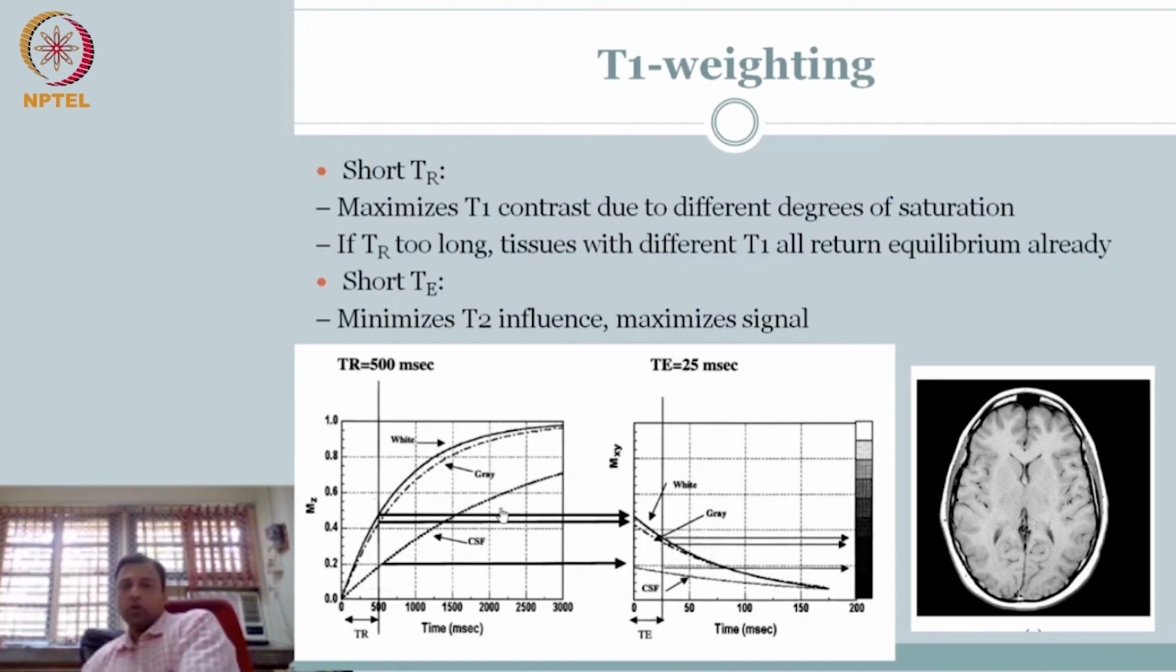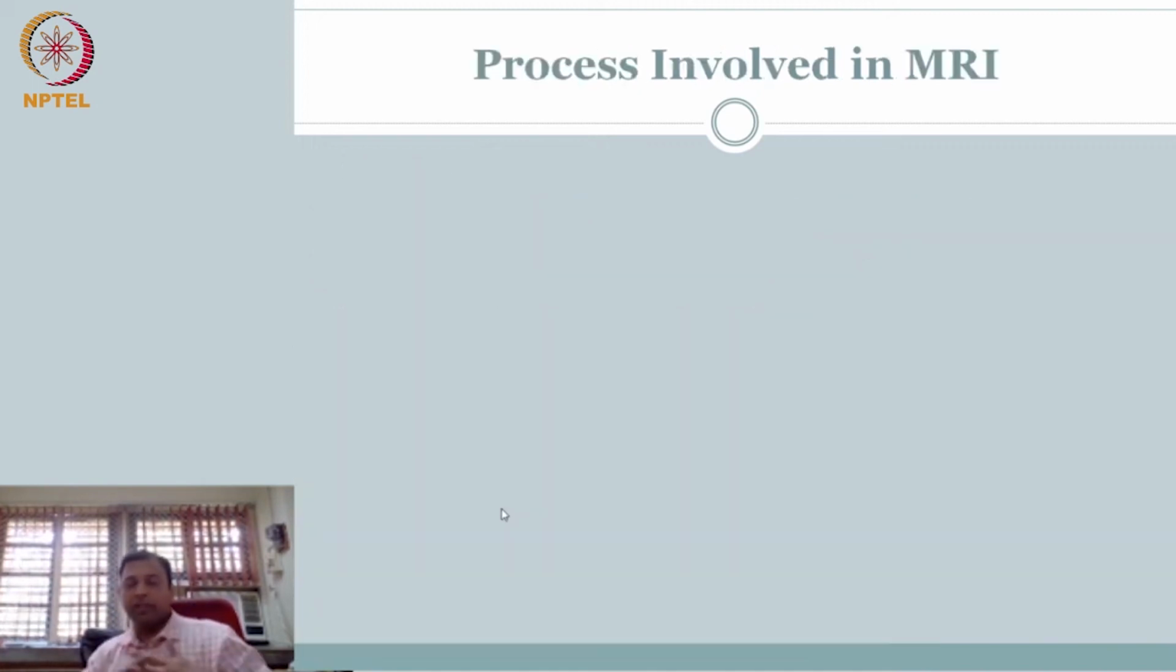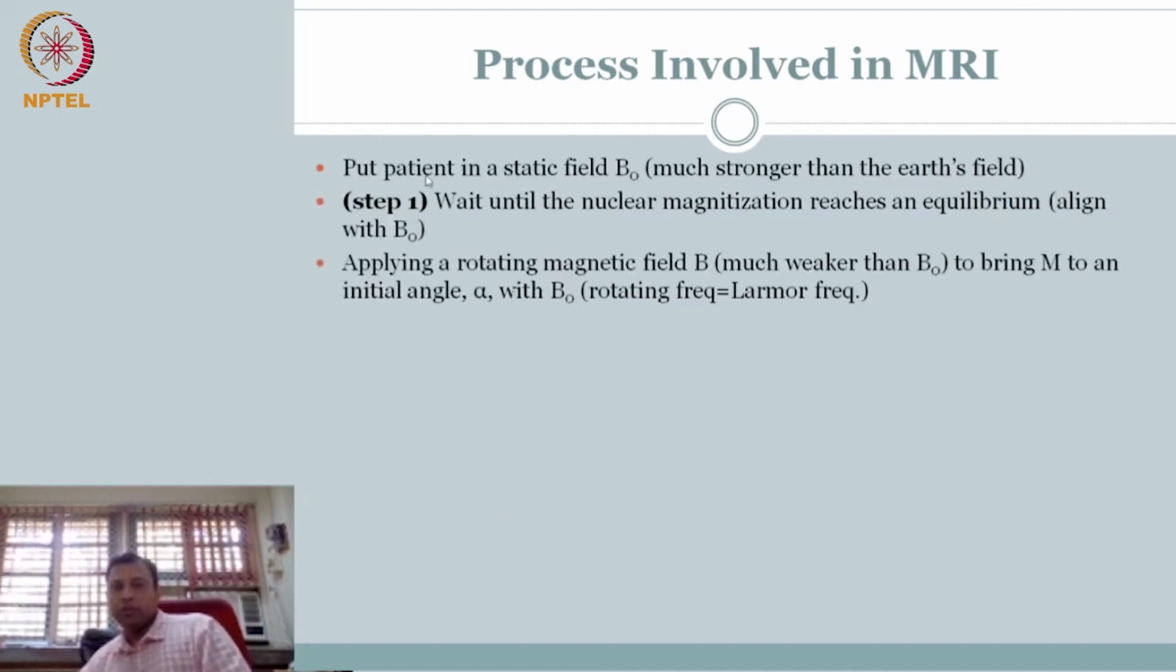So let's summarize, putting everything in the context of what we have covered so far. What is the process involved in MRI? First and foremost, take a sample. We started by putting the patient in the static field, and then you wait until the magnetization reaches equilibrium. Once the equilibrium is reached, you apply another magnetic field, but this time it is a rotating magnetic field. What is the rotation frequency? It is the Larmor frequency. Once you do this, what happens? You push the magnetization to the floor.